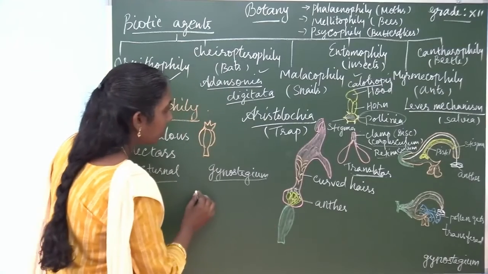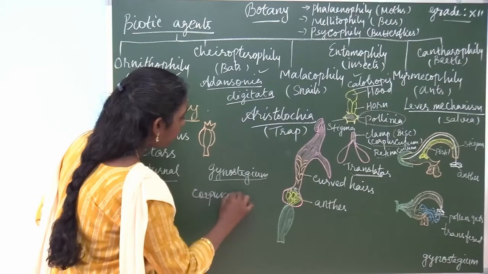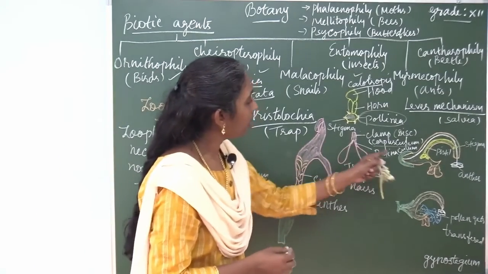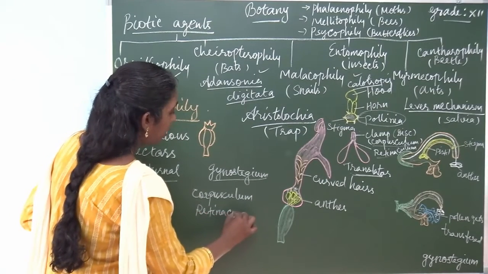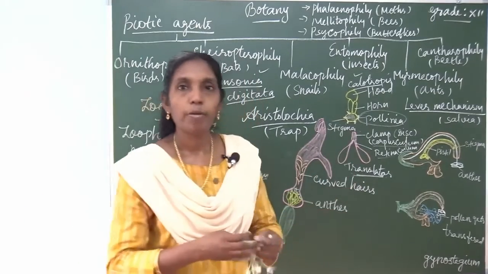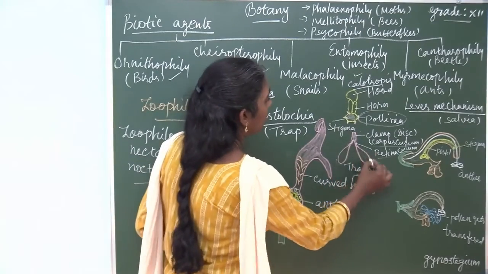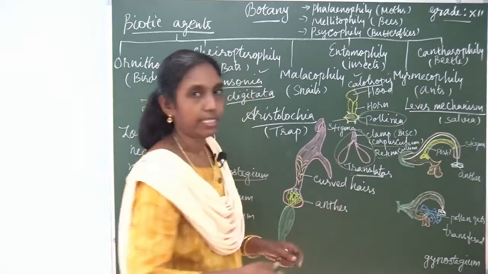So, two parts are there, the corpusculum and below this the retinaculum. This corpusculum and retinaculum carry the pollen. So, the entire structure is known as translator.